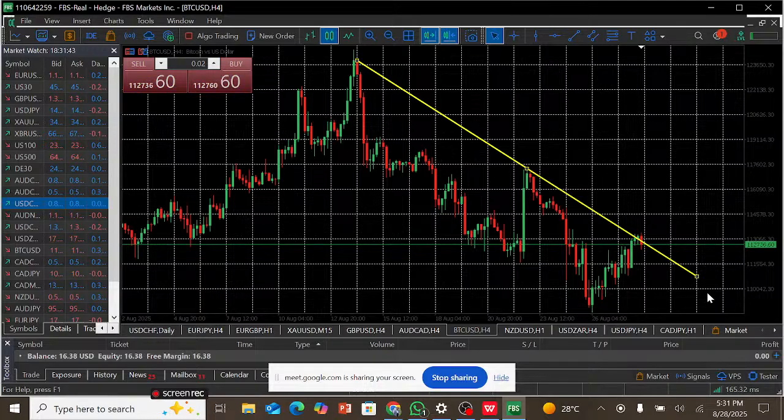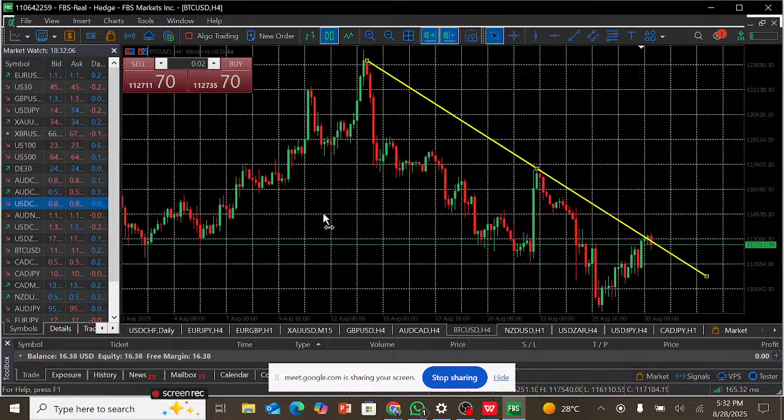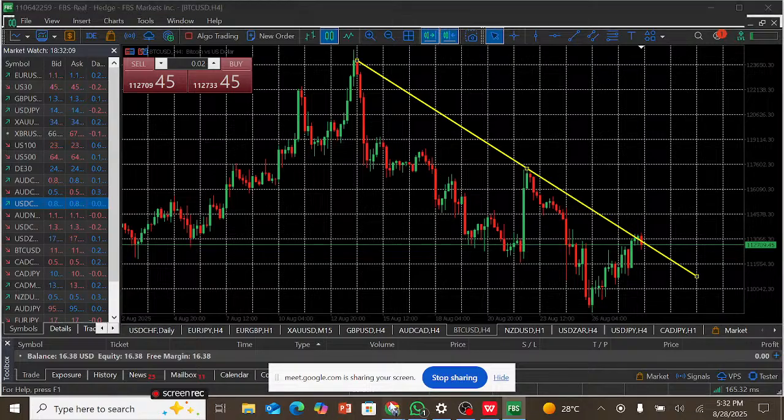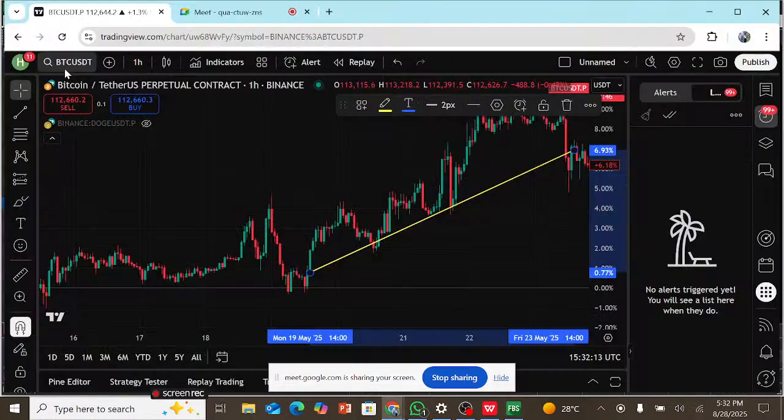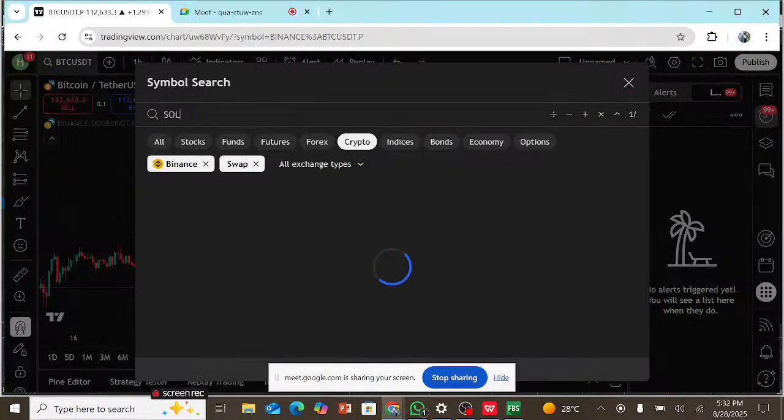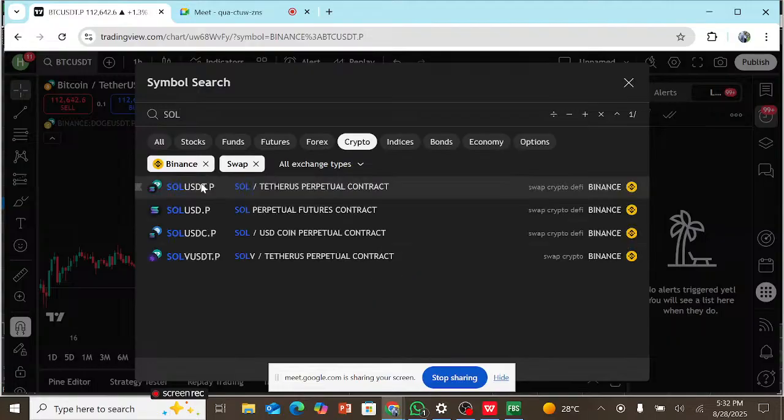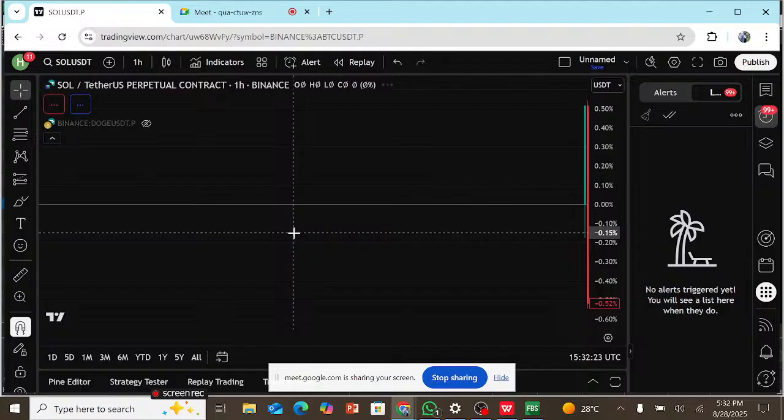Yes. Now we have the third form, okay? The third form that we call a sideway market. A sideway market is a situation where the market is moving in between an interval. Let me give you an example. Let's change the currency, for example, put Solana, for you to better understand.